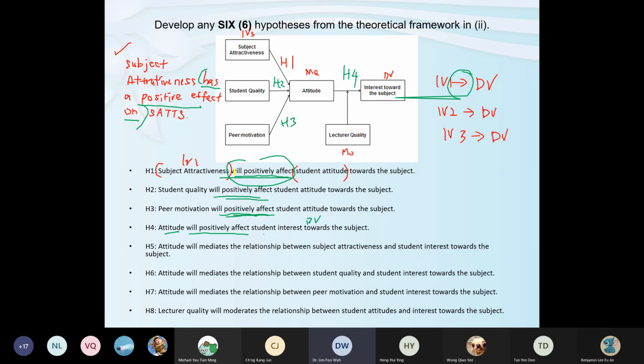Will positively impact. You see, the thing is actually the same. Will positively impact. Will positively affect.